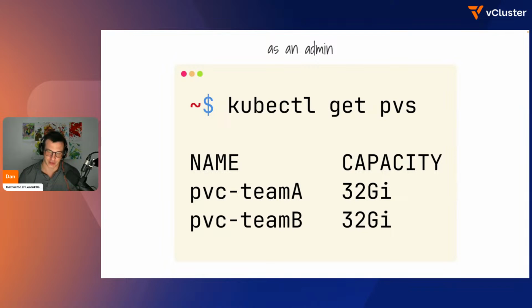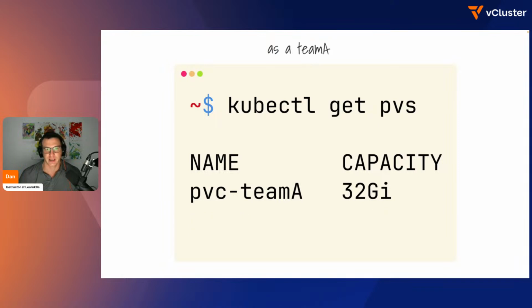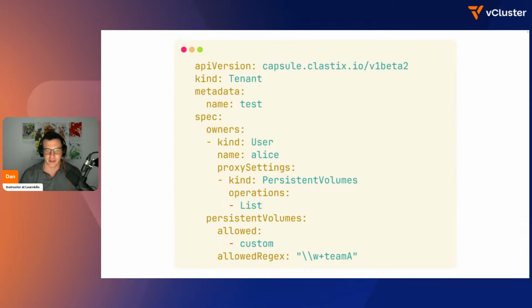So for example, as an admin, you go in and say, I want to see all the persistent volumes. You get all the persistent volumes in your cluster. But as a team, you only see the persistent volumes that are relevant to you. The way it works, I think it's a bit of a hack, but it works, is that these proxies are designed to look at the resource name. In this particular case, it's looking for a resource which ends with team A, and it's basically just filtering on those.